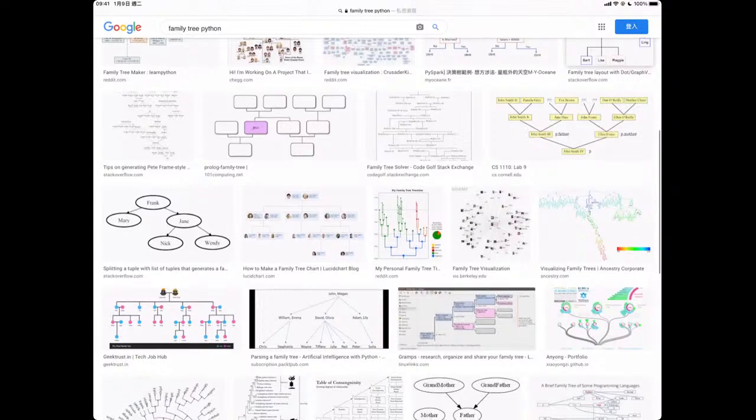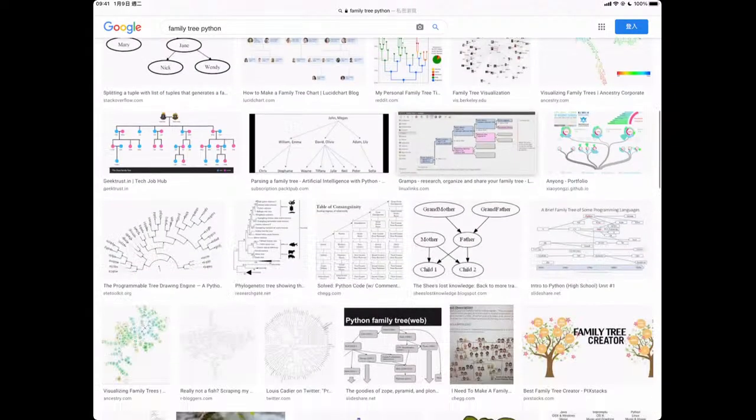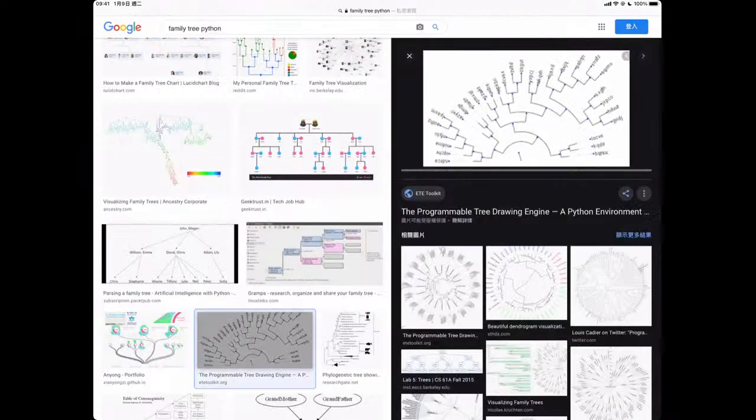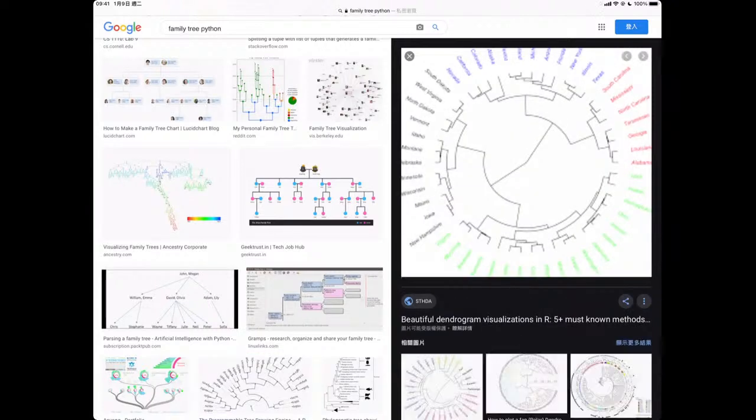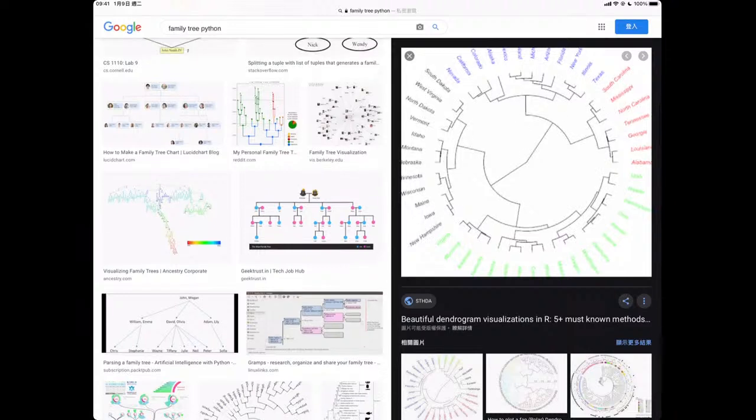You can see that there are a lot of different trees. Okay, something like this one. Something like this one. Okay, the resolution is not good, but I think that's good enough to explain it.